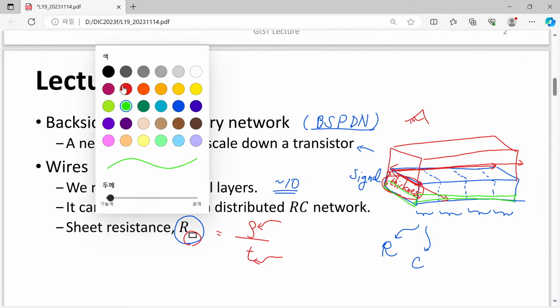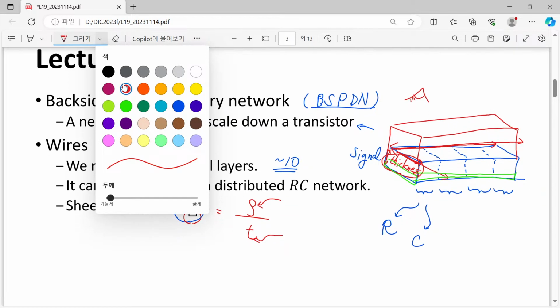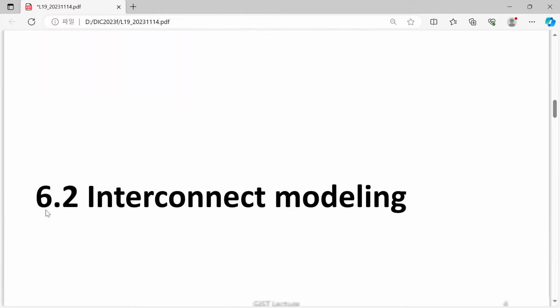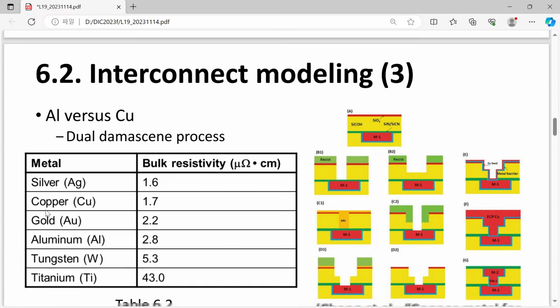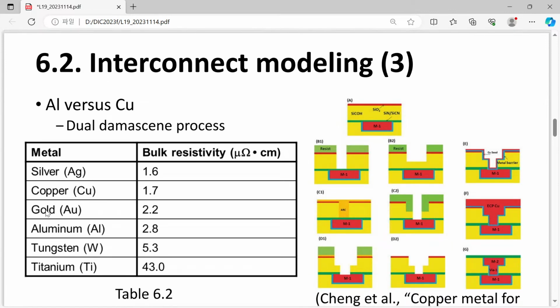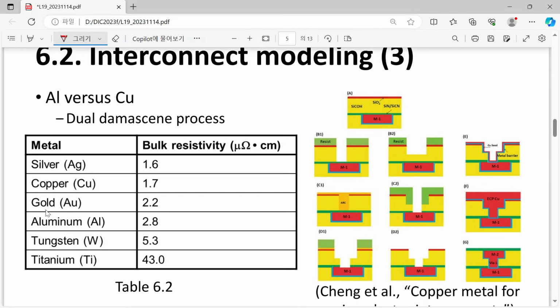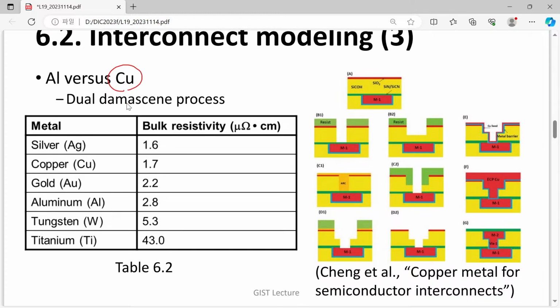So today we will continue this kind of consideration. First consider resistance, after that we will move to the capacitance. Let's go to this part. The third slide in this interconnect modeling shows the material selection. As a designer, we don't have any freedom to select the material, but technology has evolved to adopt copper. Previously aluminum was used.